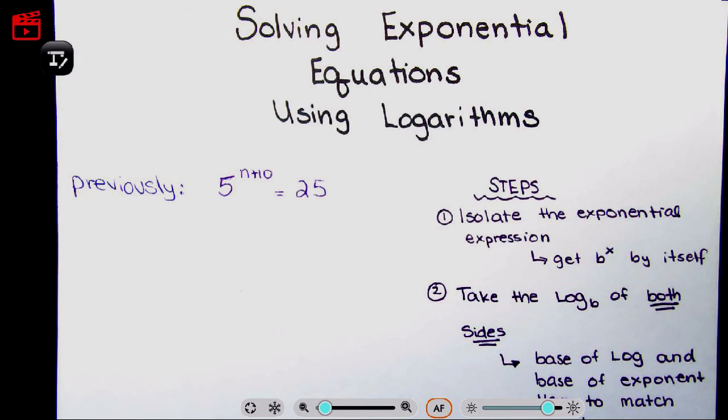In this video, we are solving exponential equations using logarithms. Now, we have solved exponential equations before using the same base property, but now we're going to be using logarithms.